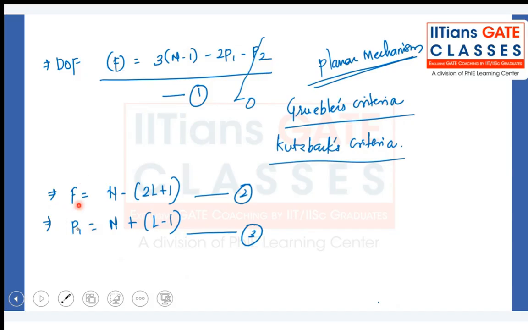And there are two more formulas, or let's say alternative formulas, for calculating the degrees of freedom. This is: F = n - 2L + 1, where L is the number of loops. In your mechanism, you have to consider how many loops there are in order to calculate the degrees of freedom. And the last one is in terms of the number of pairs, which you can also calculate.